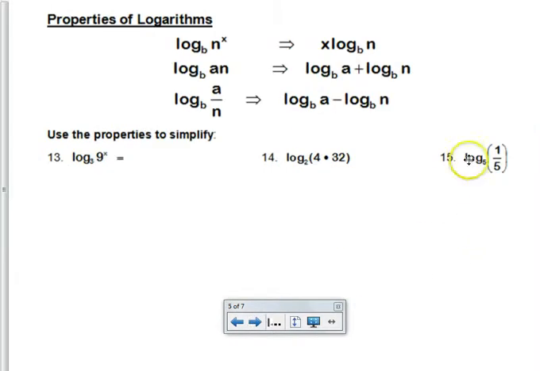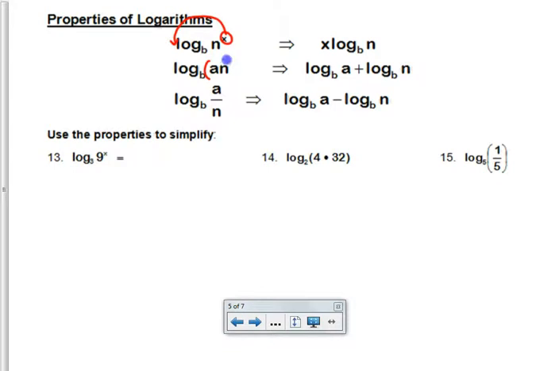Okay, properties of logarithms. First property is the main property of a logarithm. It says that if you have a log with a base of whatever, anything, and a number raised to a power, the whole point of a logarithm is to bring that exponent down in front. So that's what the first property is showing you.